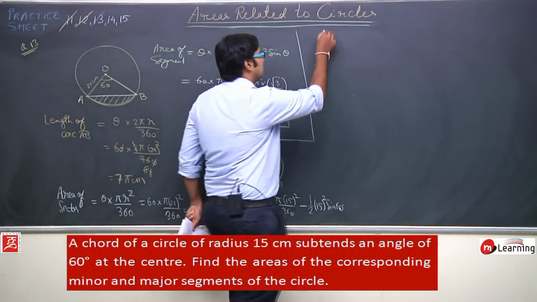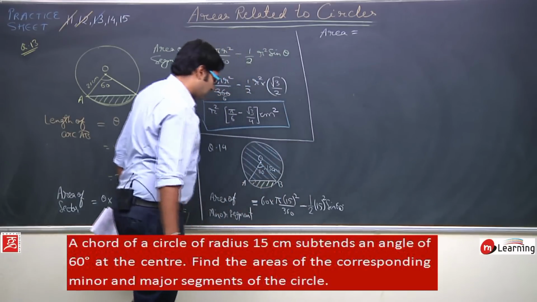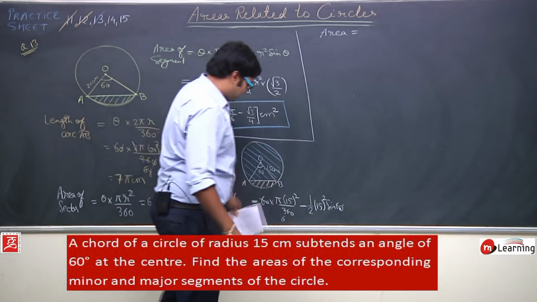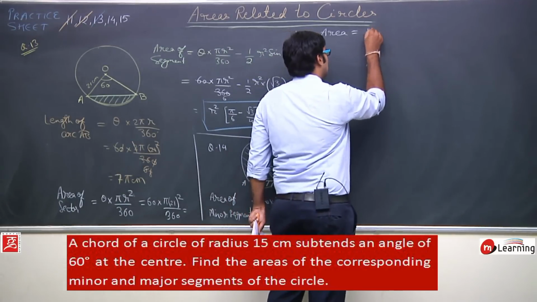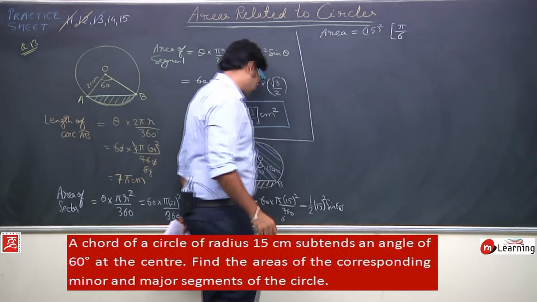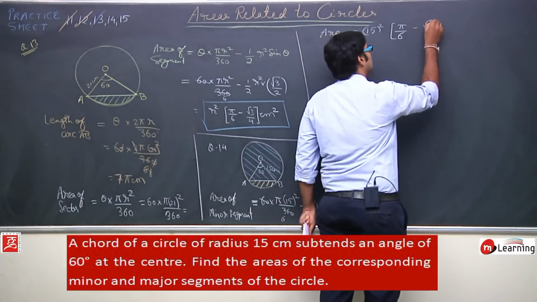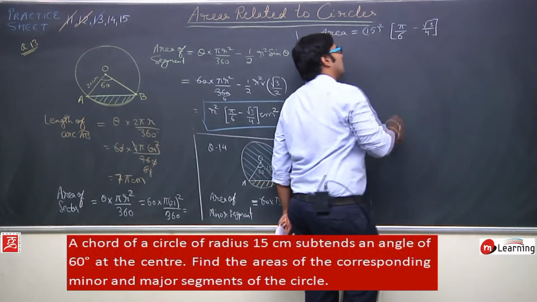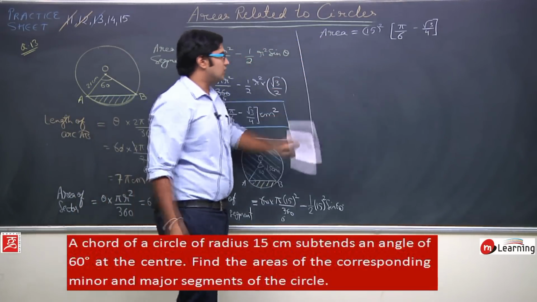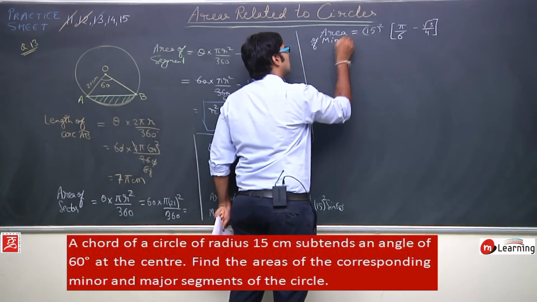So the area is equal to, now I can solve this again: 60 by 360 is 1 by 6, so 15 square can be taken as common. To the bracket it will be pi by 6 minus root 3 by 4, and you can solve this part. Okay, I am not solving this part. This is the area of the minor segment.